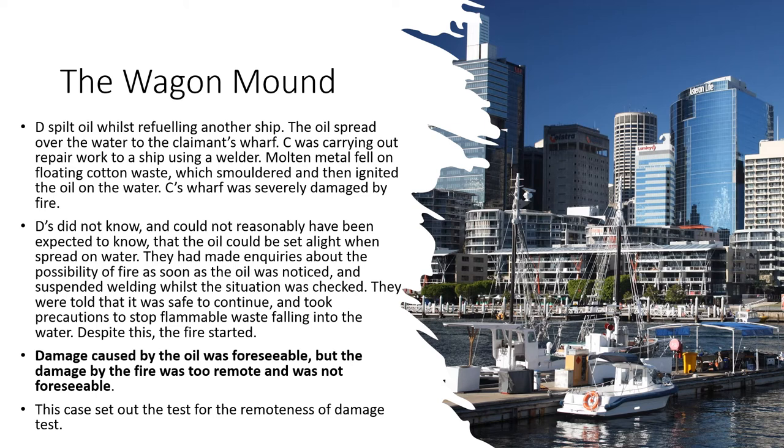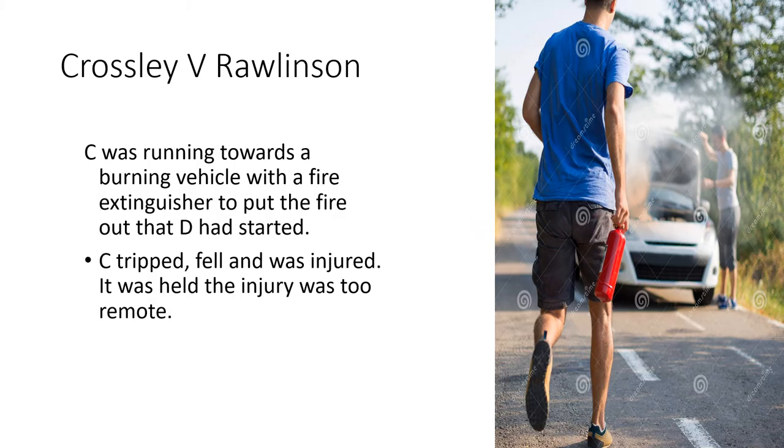Now damage caused by the oil was foreseeable, so the slick oil, if it attaches to the wharf, it could maybe rot or whatever, that's fine. But damage by the fire was too remote, and this wasn't foreseeable. So this set out this idea of the remoteness of damage test. So following this was persuasive precedent.